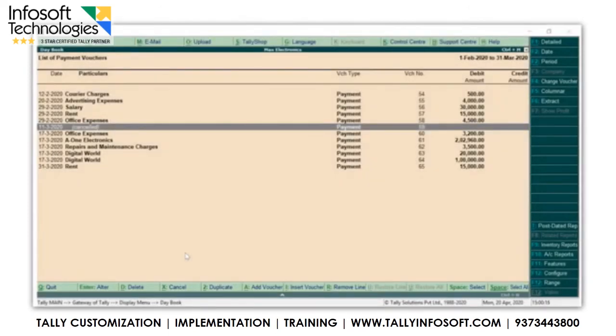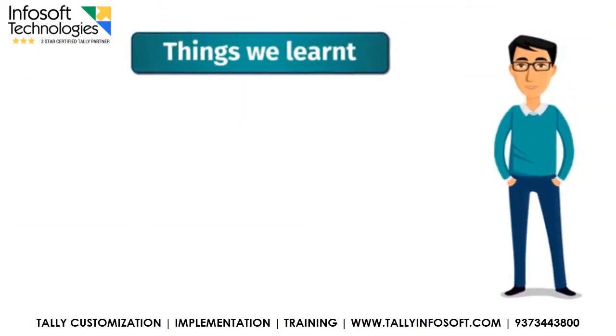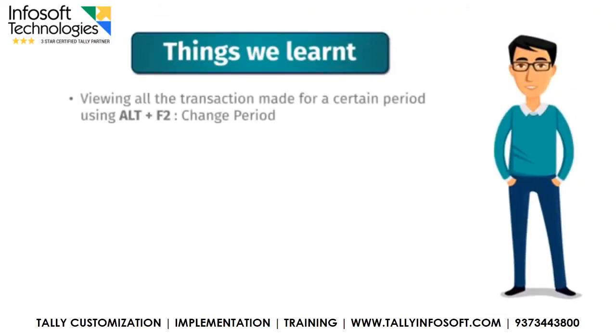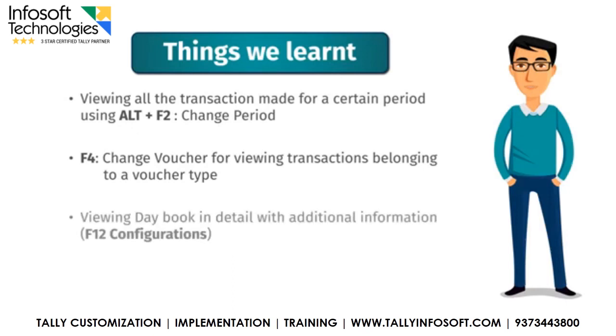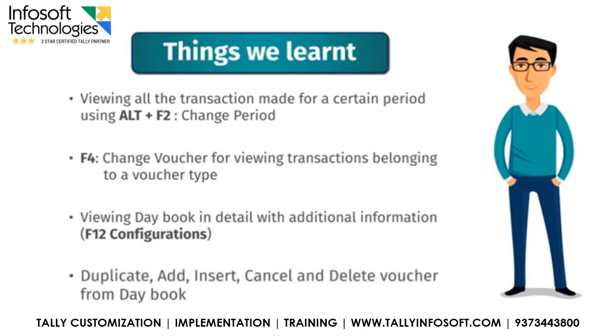So, keep exploring. So here's a quick recap of what we learned. Viewing all the transactions made for a certain period using Alt F2 for changing the period. Viewing transactions belonging to a voucher type by using F4, that is to change the voucher. Viewing the DayBook in detail with additional information using F12 configurations. And duplicating, adding, inserting, cancelling, or deleting vouchers from the DayBook.